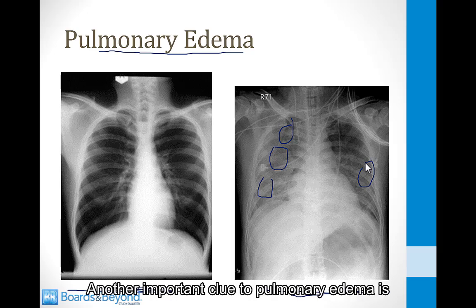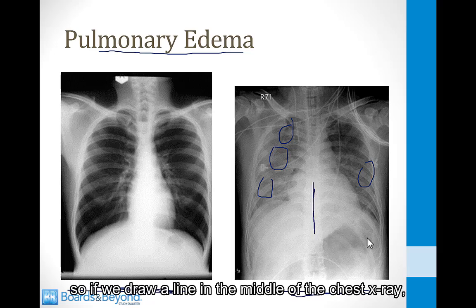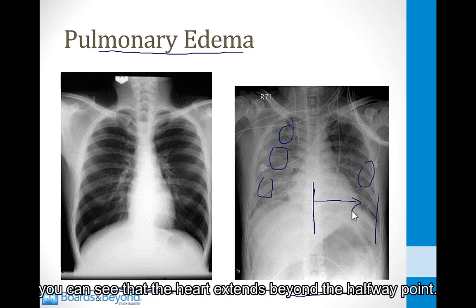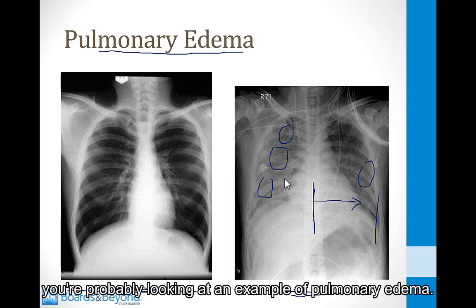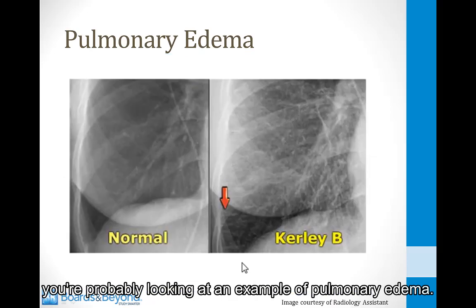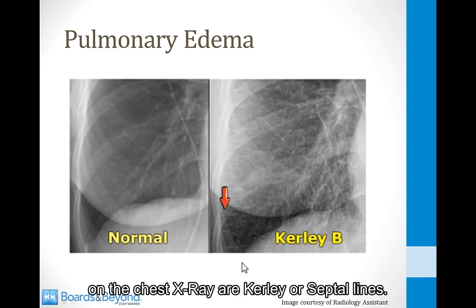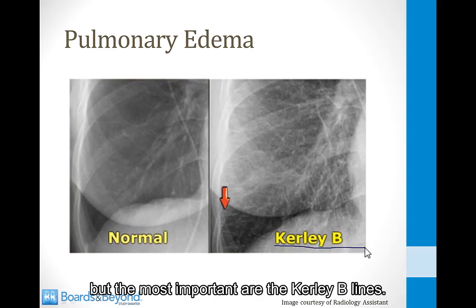Another important clue to pulmonary edema is that this heart is enlarged. So if we draw a line in the middle of the chest x-ray, and we draw a line here at the ribs, you can see that the heart extends beyond the halfway point. So when you see an enlarged heart along with these fluffy infiltrates, you're probably looking at an example of pulmonary edema. Another classic finding of pulmonary edema on the chest x-ray are curly or septal lines. There are curly A, B, C, and D lines, but the most important are the curly B lines.